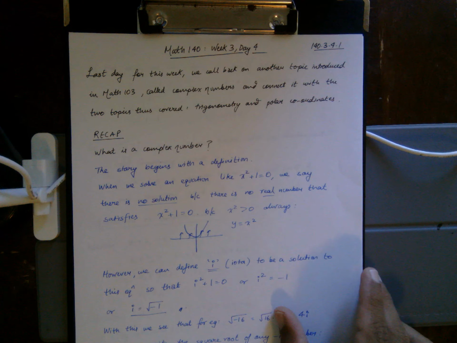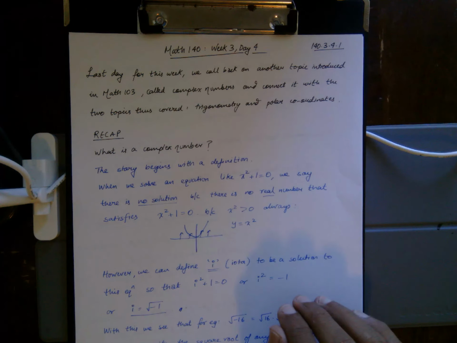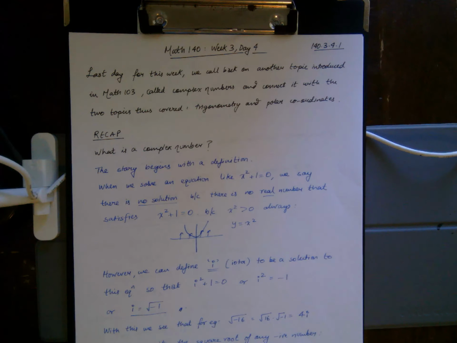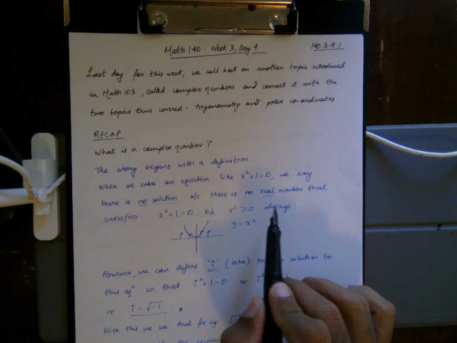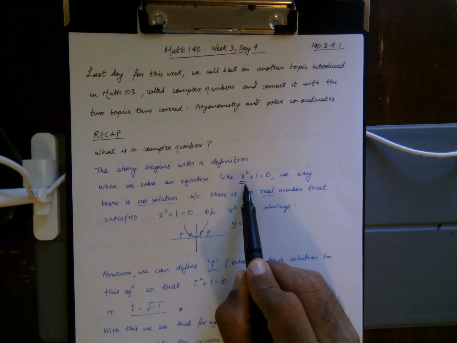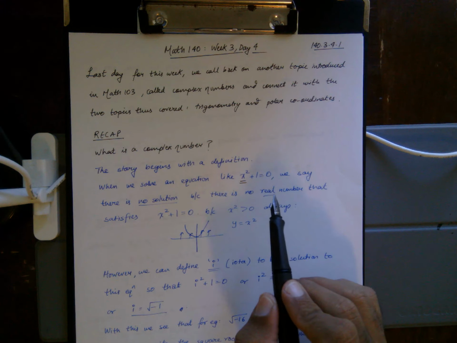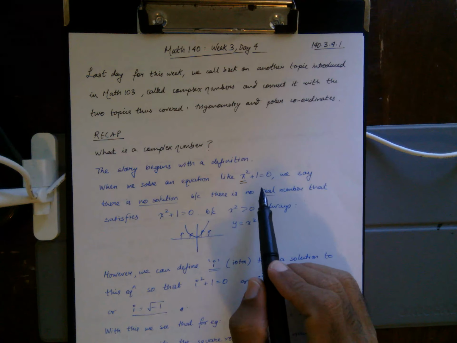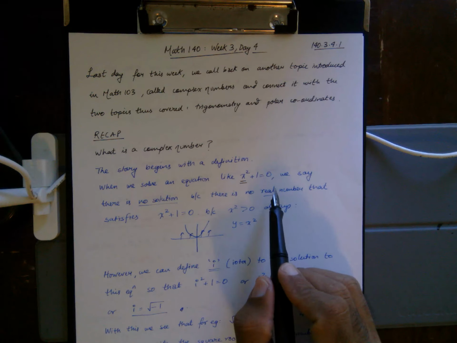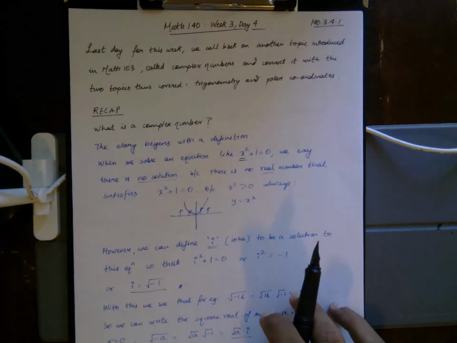The whole story for complex numbers begins with a definition, and it begins when we try to solve an equation of this form: x squared plus 1 equals 0. There is no real solution for this because when you square any number, it's always positive, meaning it's always more than 0. And then if you add 1 to it, it's never going to give you 0. And you can check that.